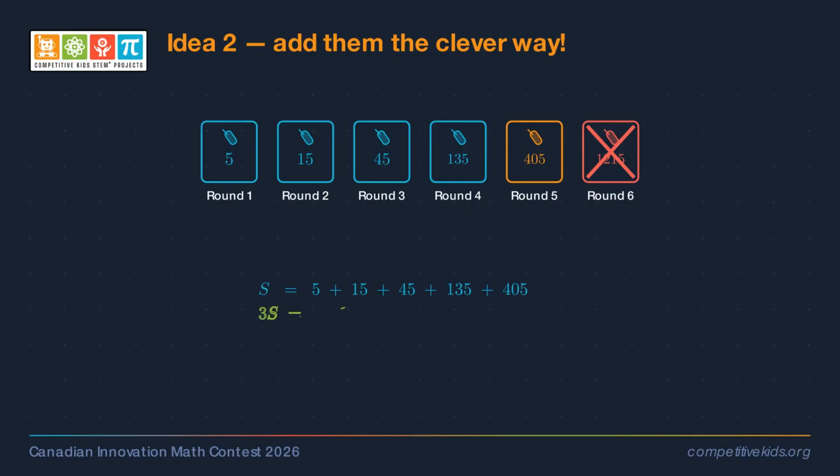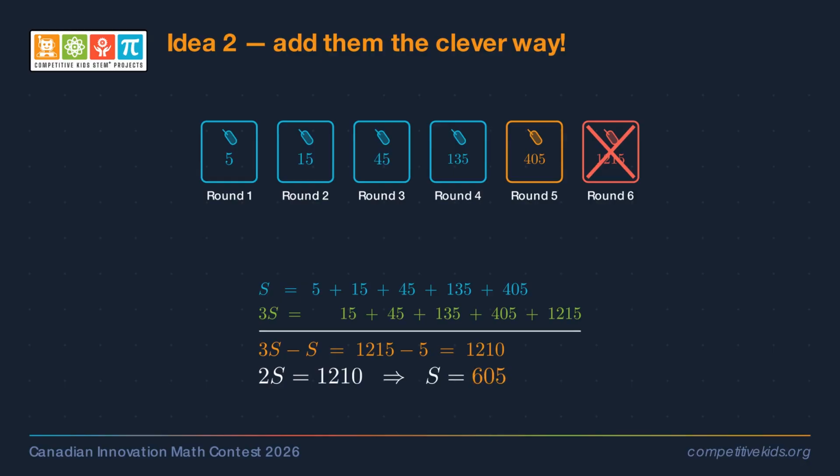Watch what happens. Write S equals 5 plus 15 plus 45 plus 135 plus 405. Now multiply every term by 3. That gives 3S equals 15 plus 45 plus 135 plus 405 plus 1,215. Look, almost every term in the middle appears in both lines. Subtract the first line from the second. Everything in the middle cancels.